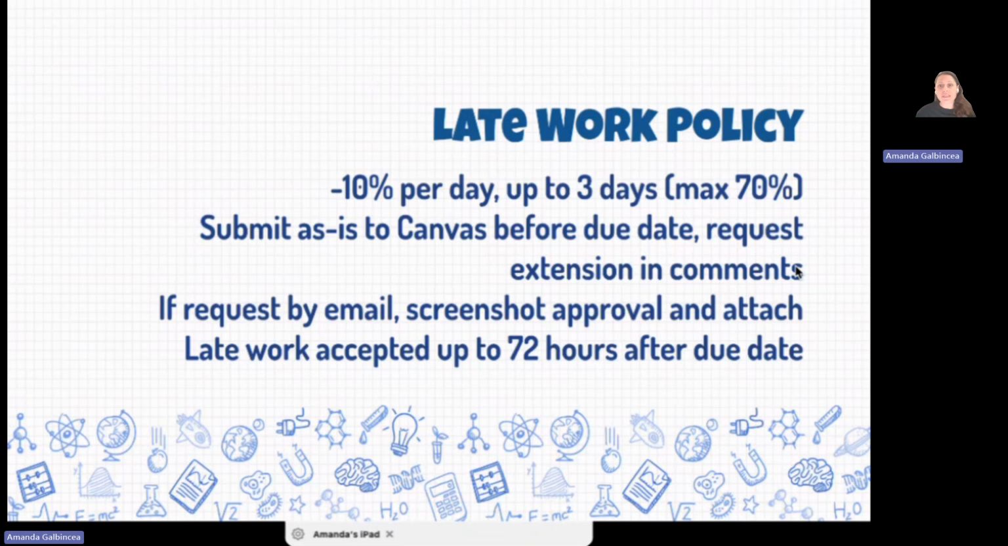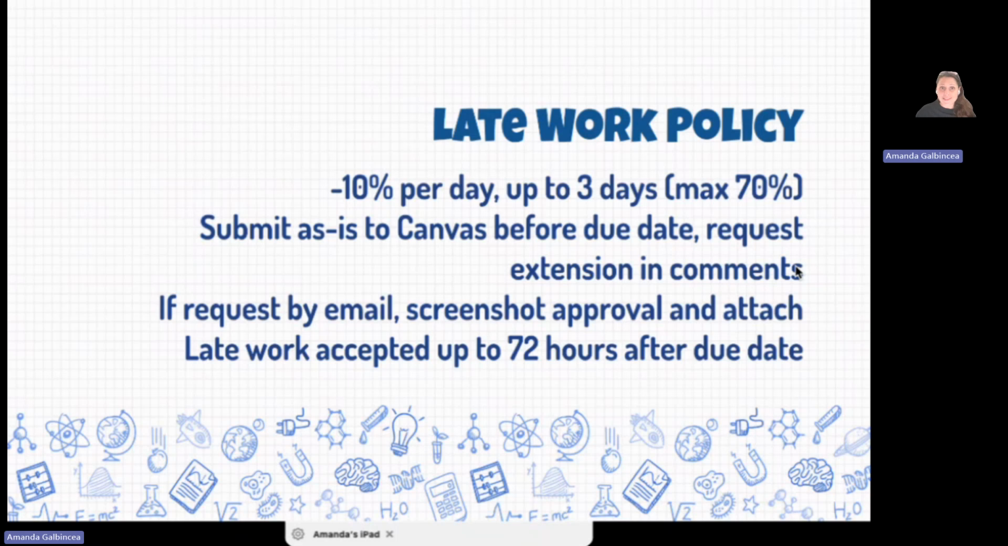So if a student is not able to turn in their work on time, if they turn it in 1 day late, they'll only lose 10%. If they turn it in 2 days late, they'll lose 20%. 3 days late, they'll lose 30%. Anything after 3 days, the homework is not accepted and it is a zero in the grade book.